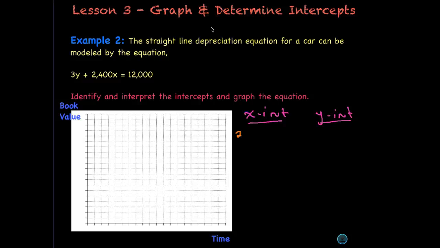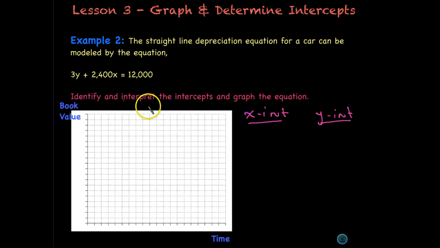Example 2. The straight line depreciation equation for a car can be modeled by the equation 3y plus 2,400x equals 12,000. Now for this equation, we don't know what our y-intercept is because it's not in y equals mx plus b form. We could rewrite it in y equals mx plus b form, but remember, all we really care about are the x and y intercepts. Those are the most important parts of the graph for now. So let's go ahead and find the x-intercept.